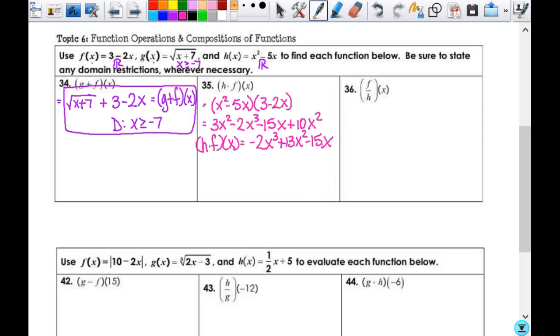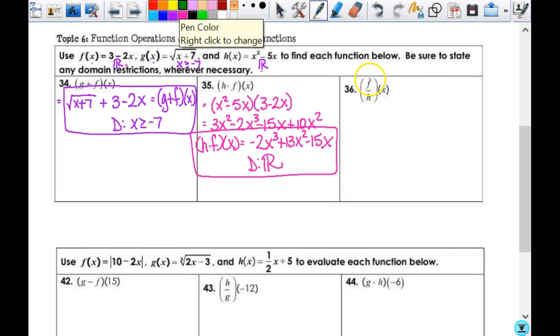Okay. And then my domain. The domain for h is all real numbers. The domain for f is all real numbers. So this domain is all real numbers. All right. So here's the quotient.